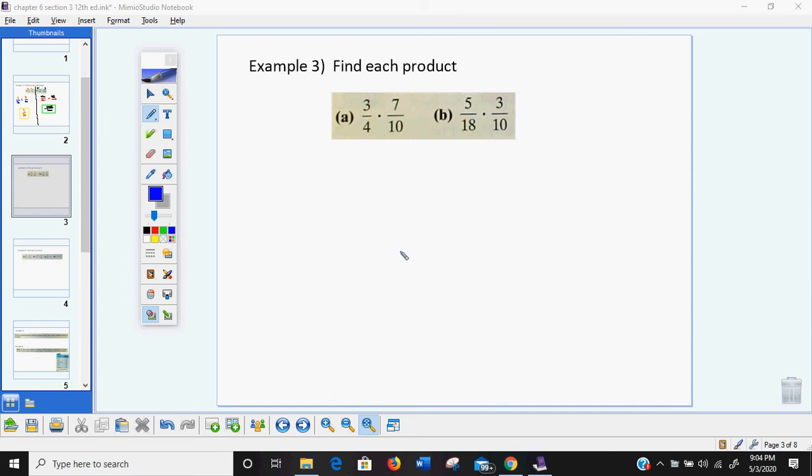On the next two examples, we're going to multiply. That's what product means. And we're going to divide, quotient. We're going to do the product and the quotient. First, we're going to multiply.